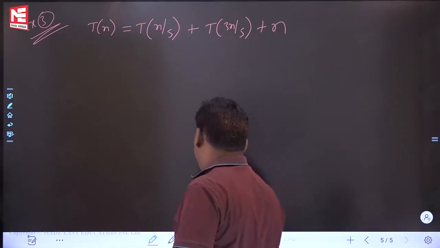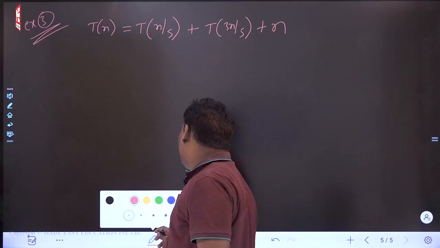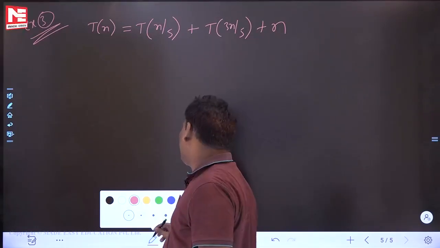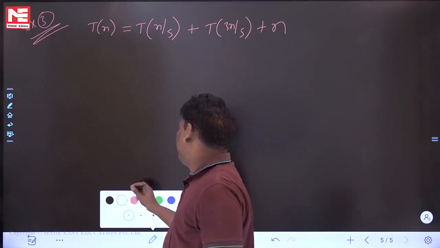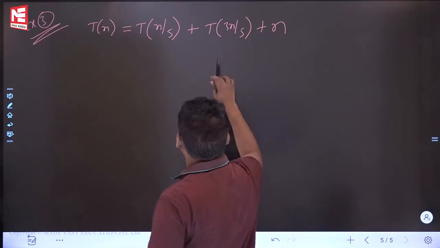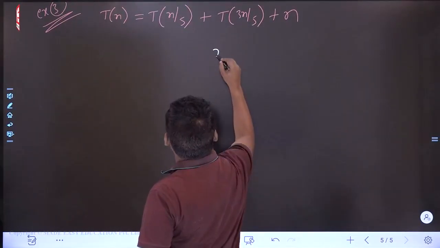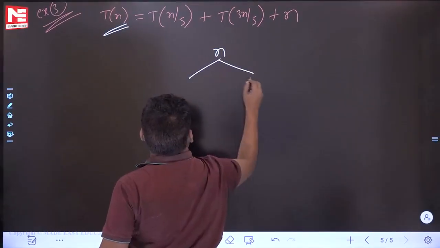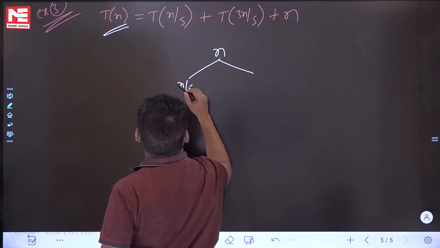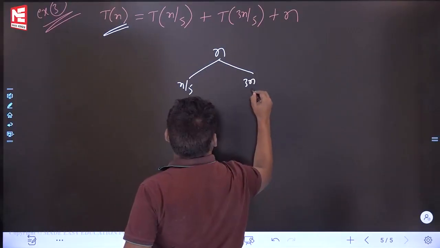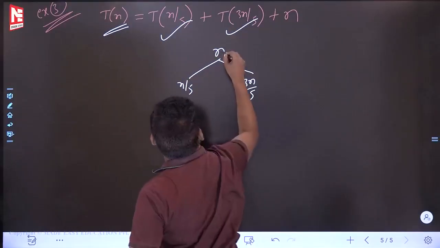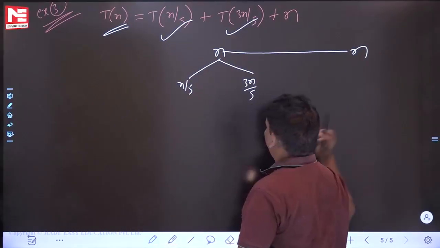I am starting. Please be careful. I am not equally dividing, I am unequally dividing. Some problem may come, so you have to take care. See this one. This n, divide into two parts. What is the left one? n by 5, left multiply by 1 by 5. Right one, 3n by 5. One thing, these two are completed, so the non-recursive term n came.